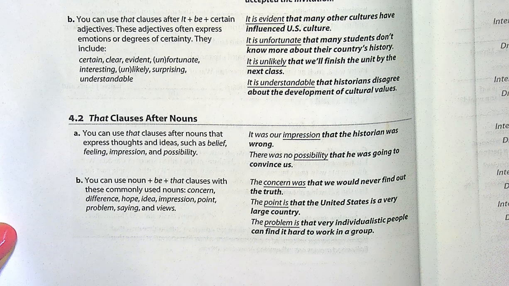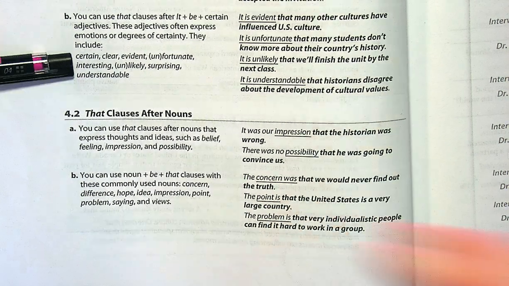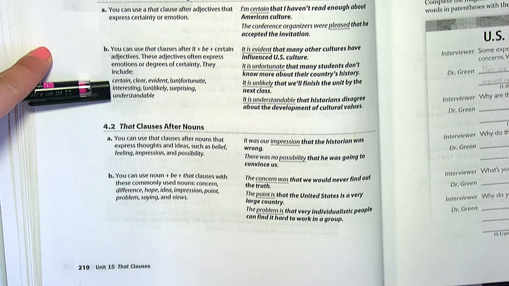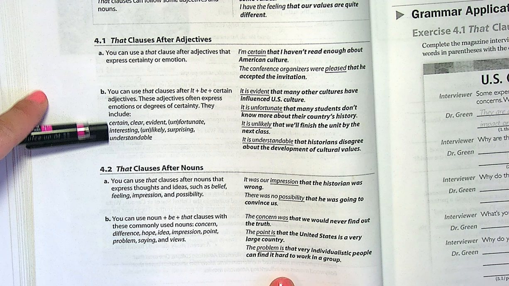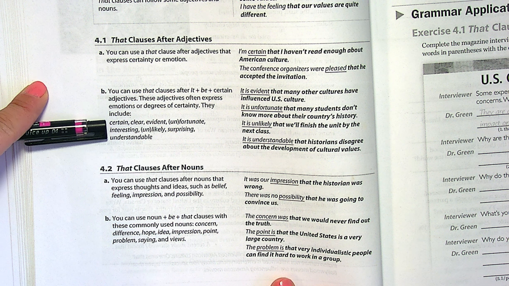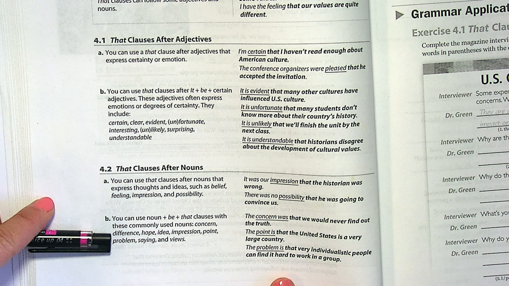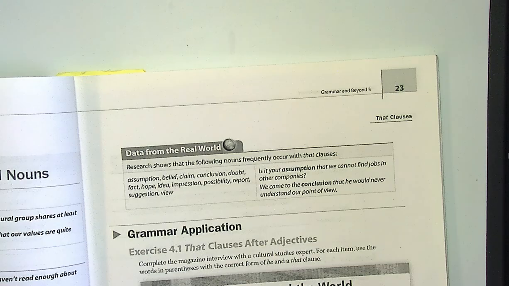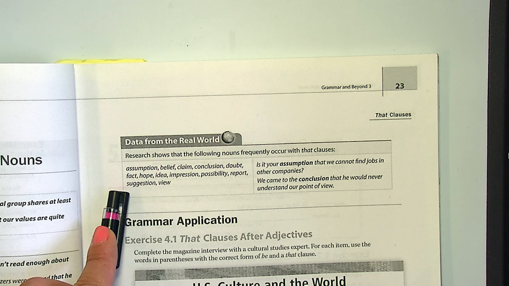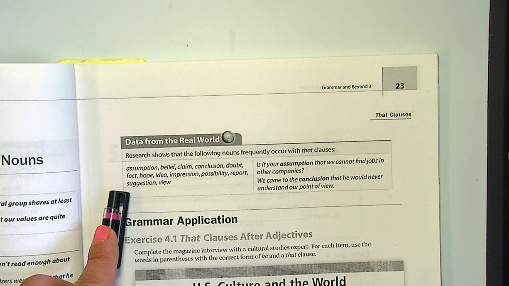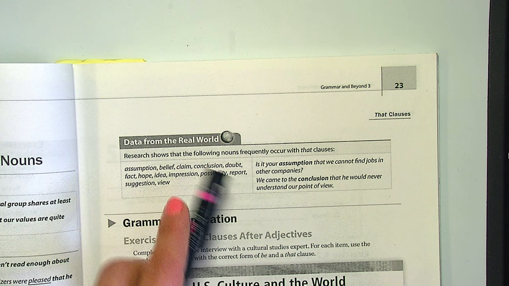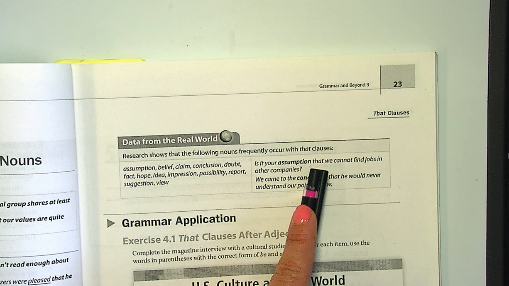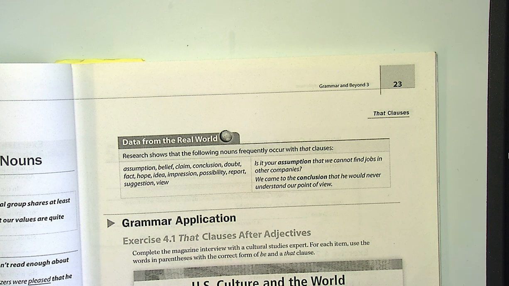If there are any words in this list, in the 4.1 box, let me zoom out a little, that you do not recognize, you should look those up now, and you should study those on your own. These are some academic words that often come with this type of that clause after a noun.